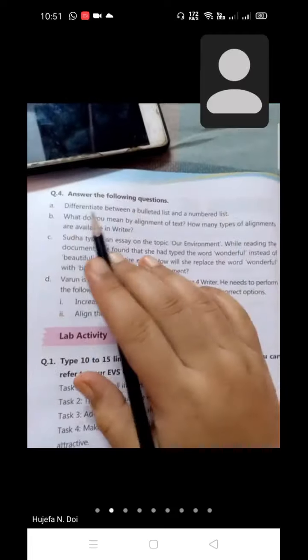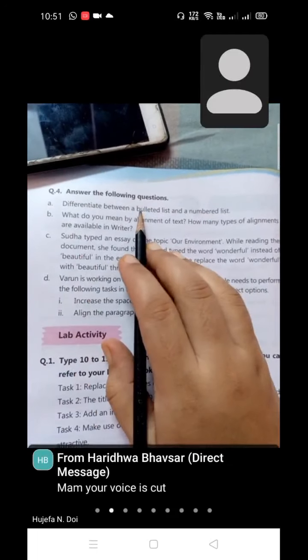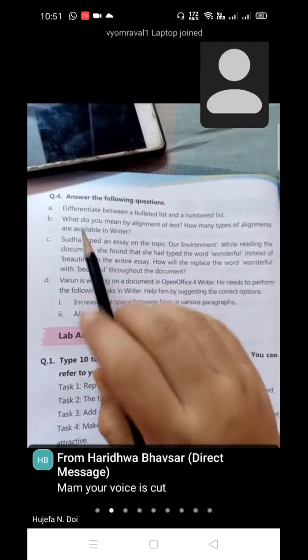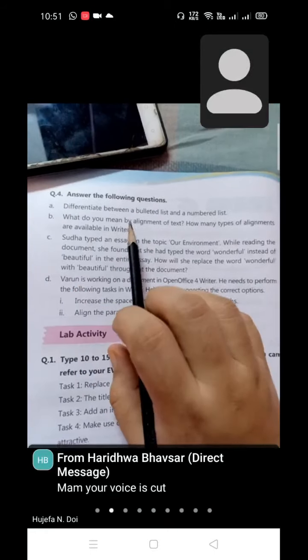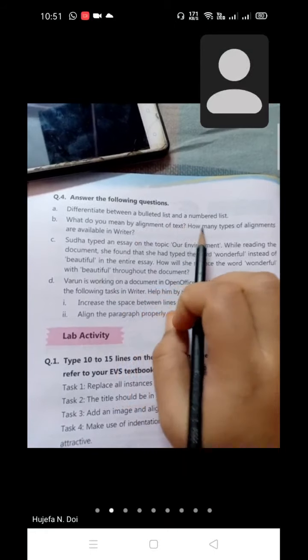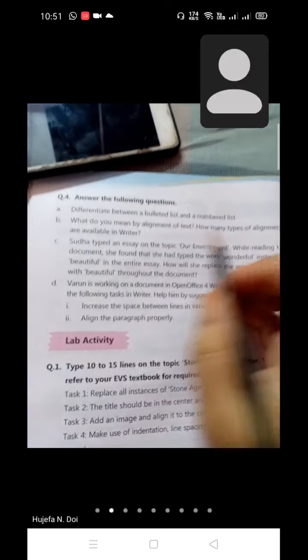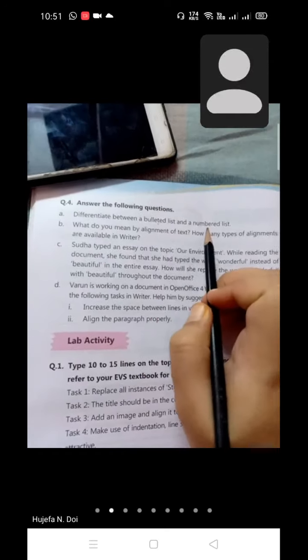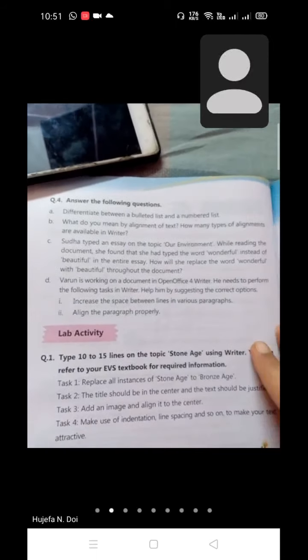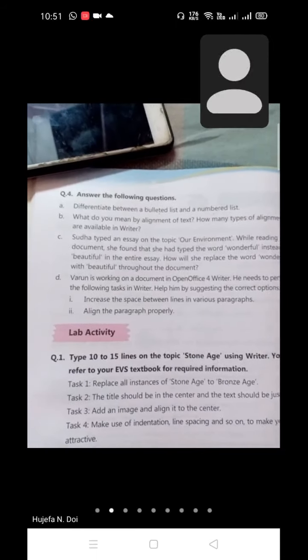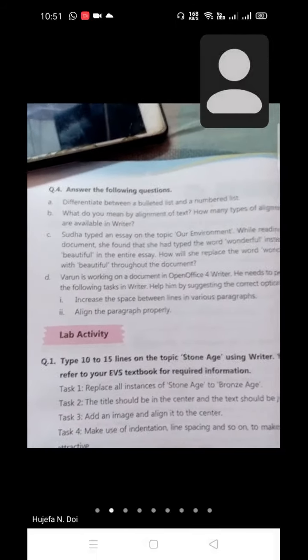Question number 4. Answer the following questions. A. Differentiate between the bullet list and the number list. Remember students, for now you have to just listen to me. अभी आपको सिर्फ मुझे सुनना है.